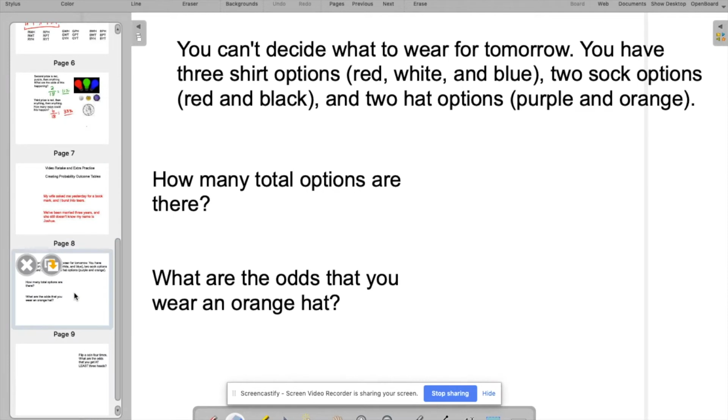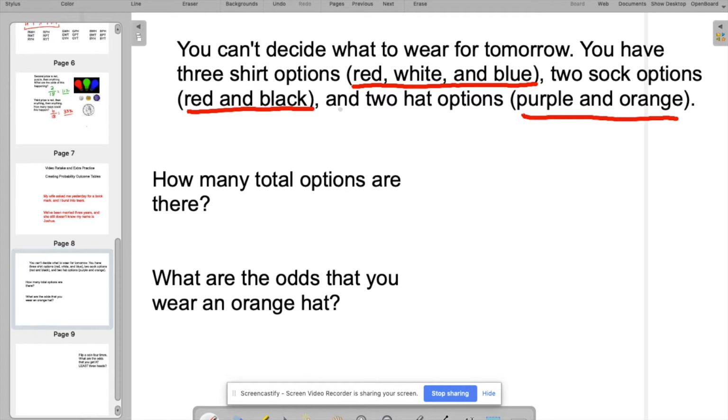For problem 1, you can't decide what to wear for tomorrow. You have 3 shirt options, red, white, and blue. You have 2 sock options, red and black. And you have 2 hat options, purple and orange. How many total options are there, and what are the odds that you wear an orange hat?